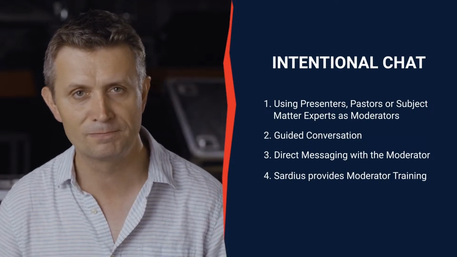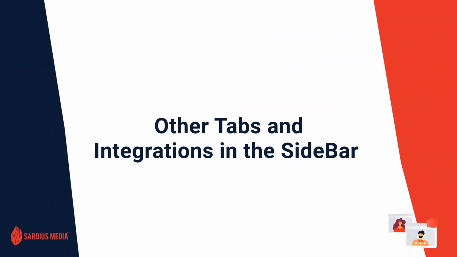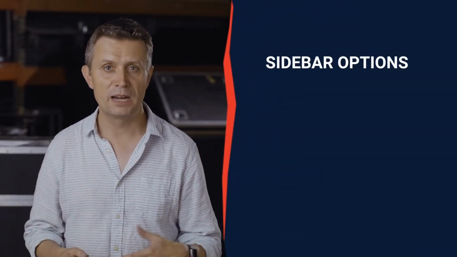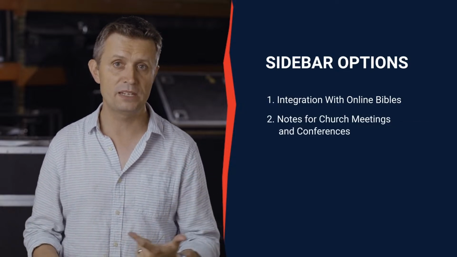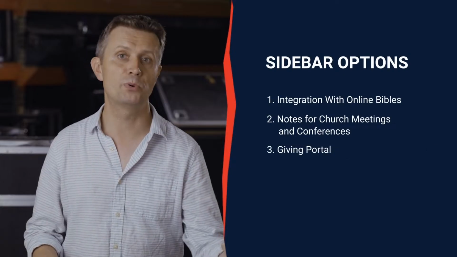Other tabs and integrations in the sidebar. While much interaction can happen around the chat between the attendees and the event host, the sidebar is a critical area of event interaction that is not limited to simply chat. Different tabs on the sidebar can add different types of interaction depending on the type of meeting that you're hosting. Examples of other tabs that we've done might be an integration with an online Bible, might be notes for church meetings, might be a giving portal.